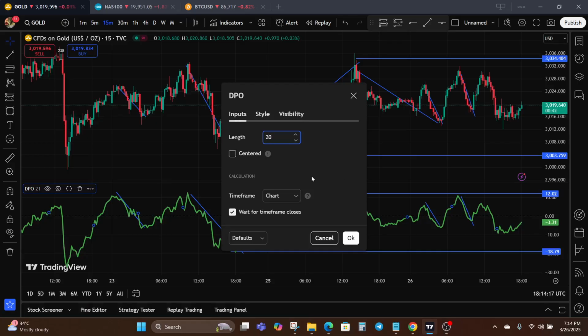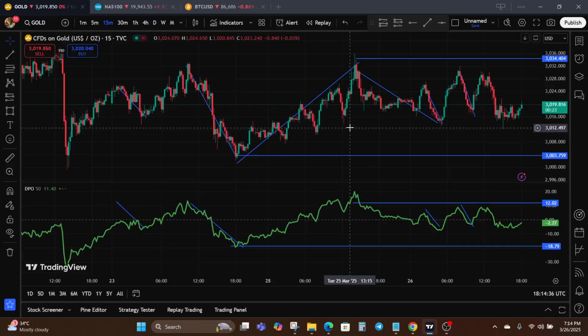All right, the 20 period setting can help you capture medium-term price cycles. If you are a position trader, you can use the 50. The 50 period DPO filters out short-term noise and focuses on larger cycles. So whatever setting you are using, you can just fill it in there and click on OK. So now you can actually decide to experiment with different DPO periods, okay? That's going to allow you to adjust the indicator to match your trading style and market conditions.